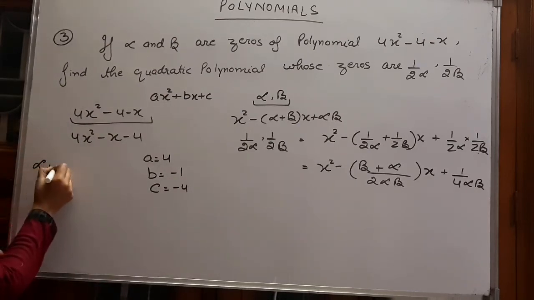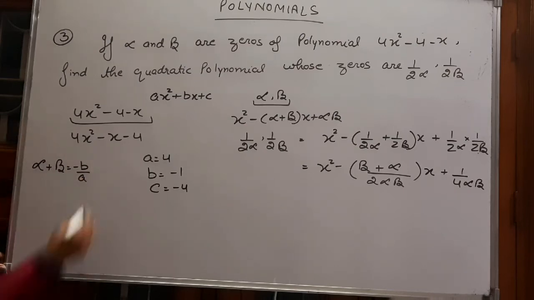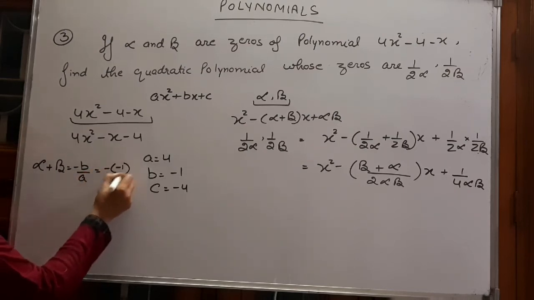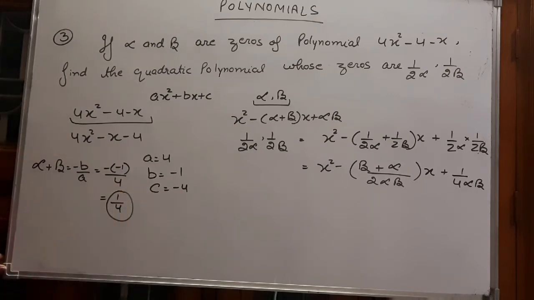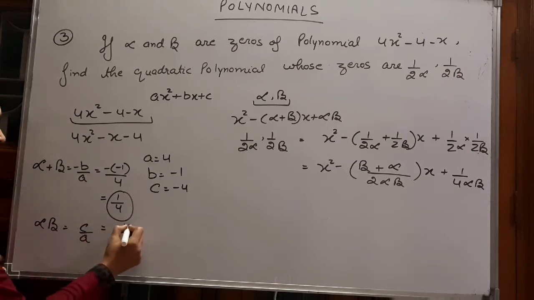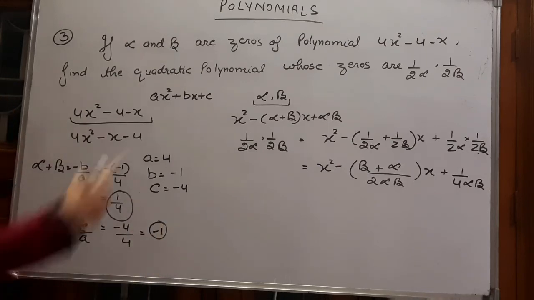What is sum of zeros? Alpha plus beta equals minus b upon a. Minus of minus 1 by 4, which is equal to 1 by 4, sum of zeros. What is product of zeros? Alpha beta, c upon a, that is minus 4 by 4, which is equal to minus 1.